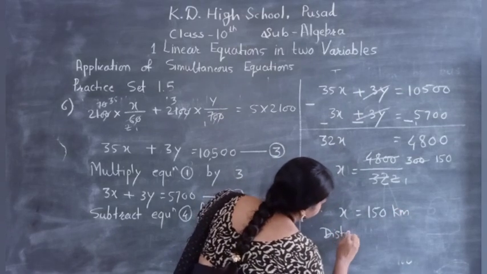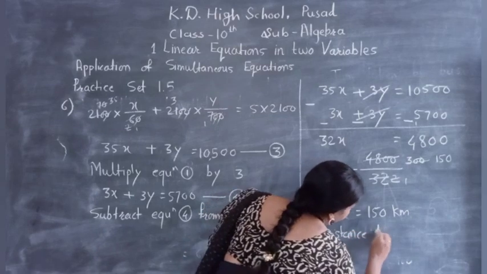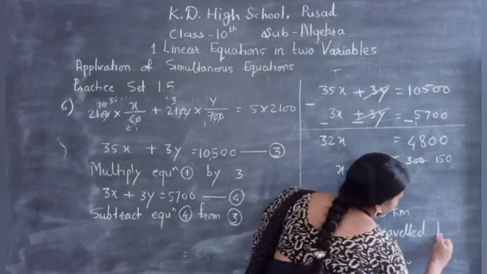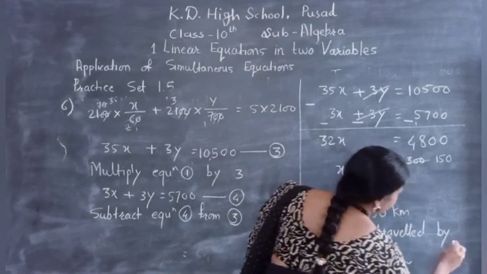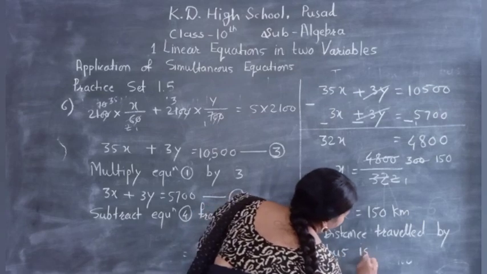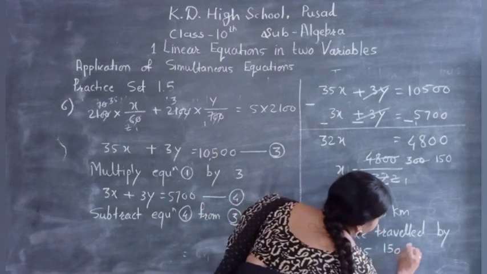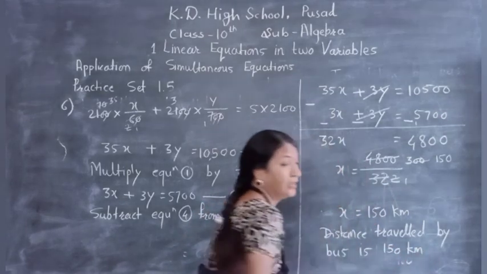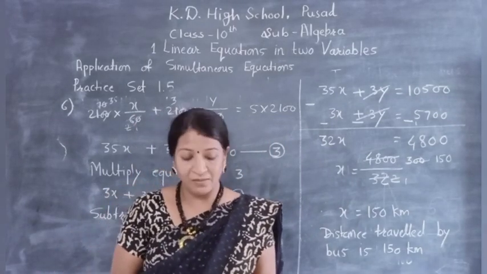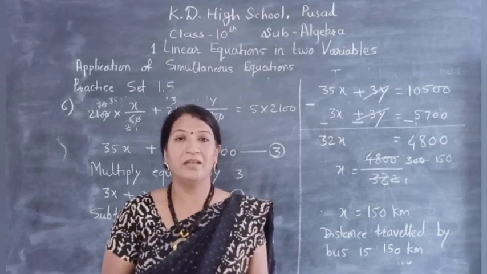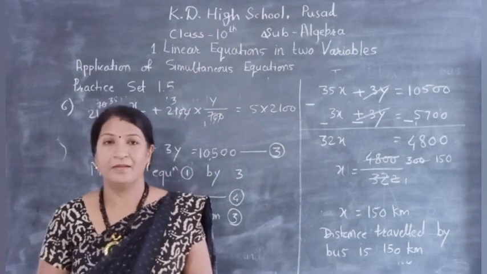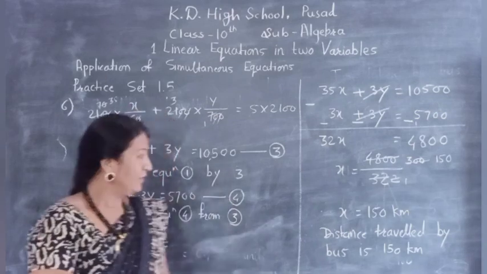Distance travelled by bus is 150 km. Okay, now here our practice set 1.5 is completed. Simplify the remaining example yourself. Take a screenshot.